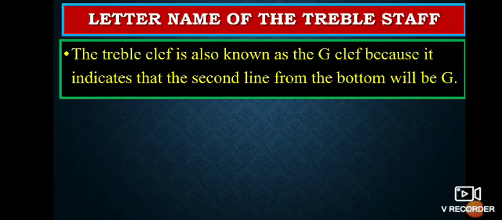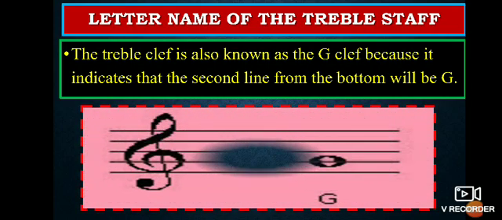Now let's take it one by one. Take treble first. Letter names of the treble staff. The treble clef is also known as G clef. You can call it G clef or treble clef, because it indicates that the second line from the bottom will be G. You can see the treble staff there, and the note is on the second line. As I told you before, we are counting our lines from down to up. So you can see the note lies on line 2. That line 2 indicates G.